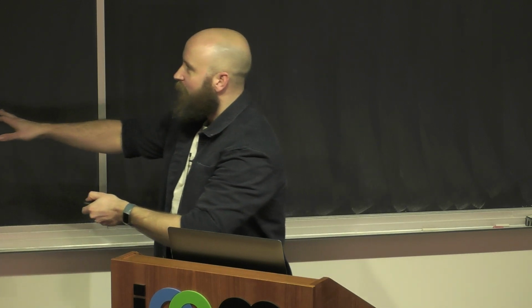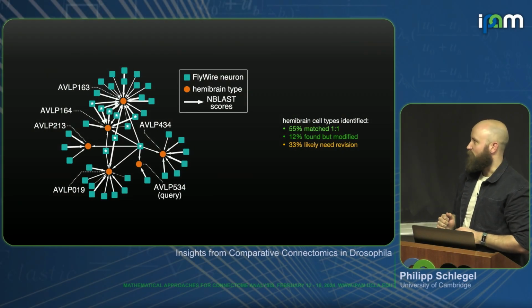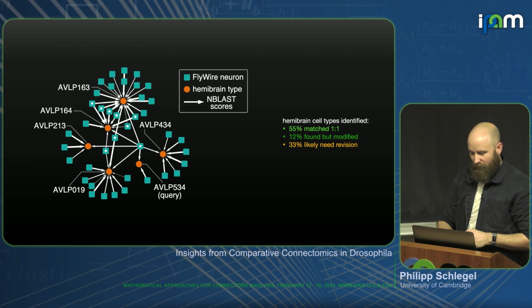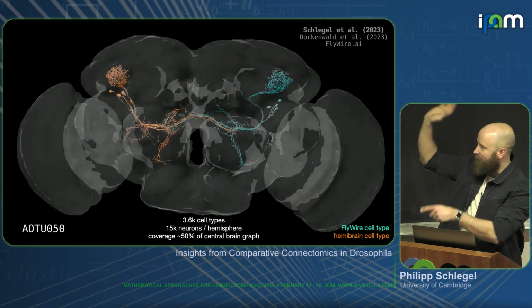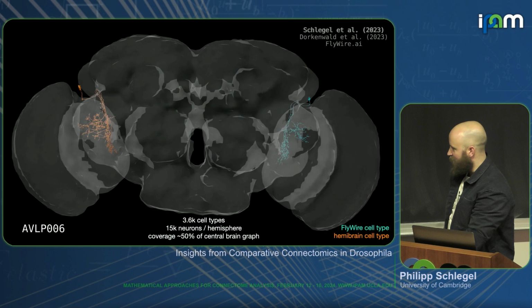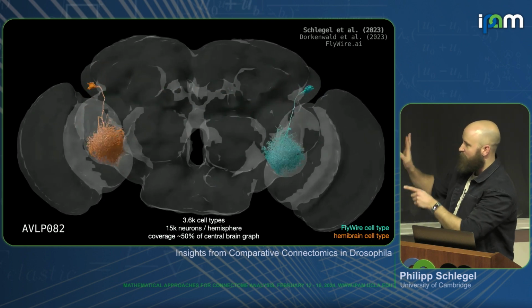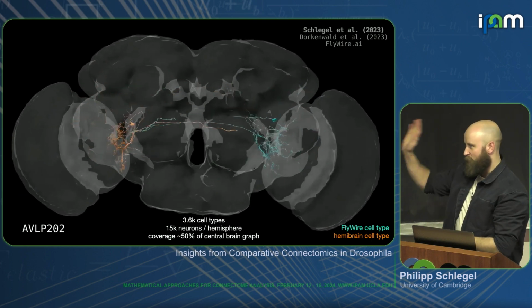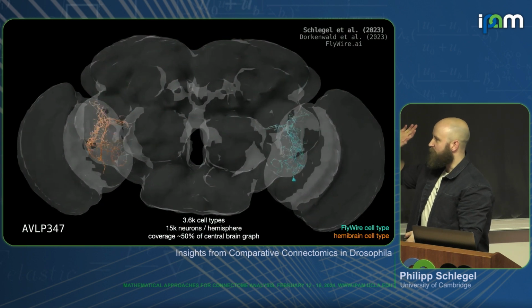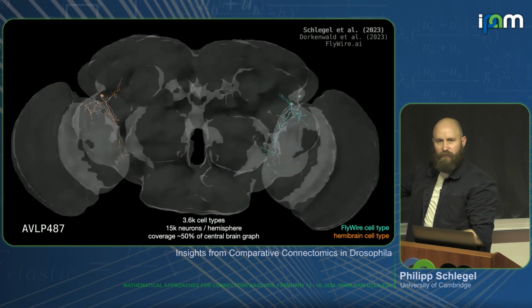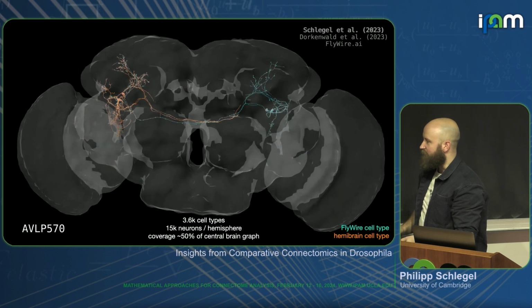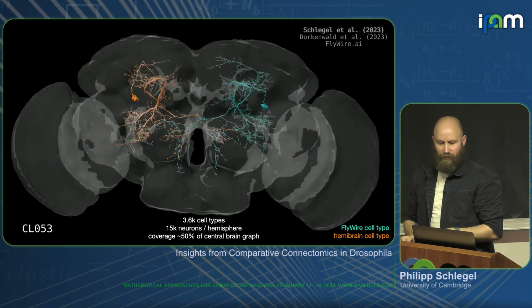Anyway, so in total, we were able to match, give or take, 67% of hemibrain cell types. And this is just an example, right? It's a slideshow, and you see the hemibrain cell type and the FlyWire cell type next to each other in the same brain space. But in total, 3.6 thousand cell types, 15,000 neurons per hemisphere, so left, right, and hemibrain. And the important thing is that they actually cover about 50% of the graph.